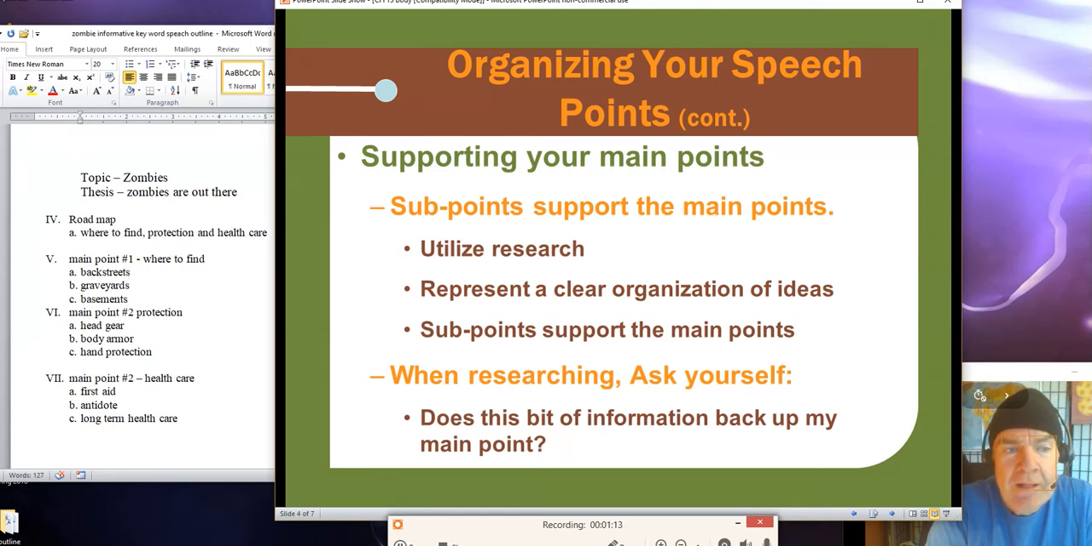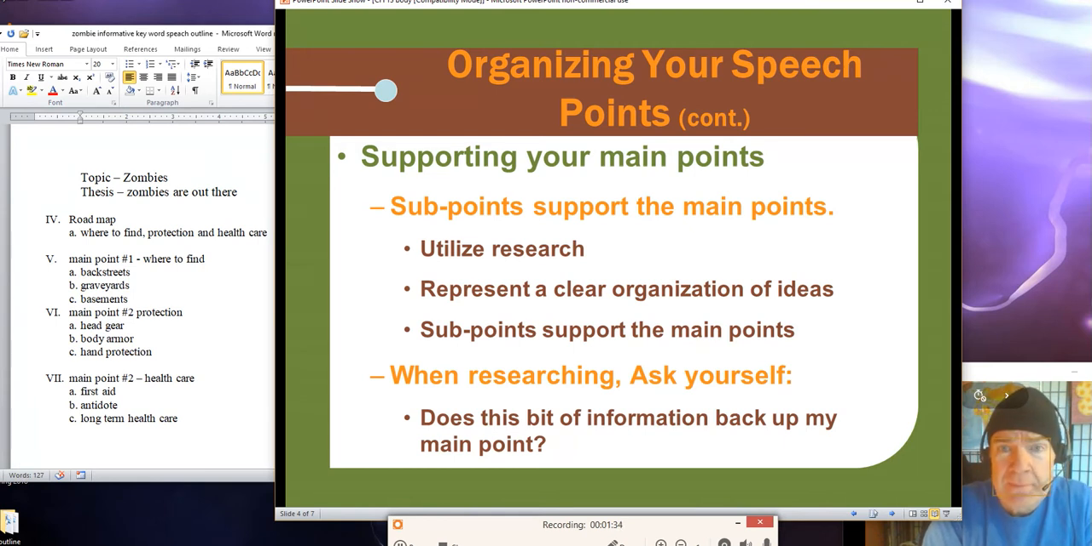On our subpoints, we need to utilize research. When we use this research on zombies, it's mostly going to be research about pop culture. Other research methods would be through newspaper articles and academic journals, but it depends on your topic. When you're researching, you need to make sure that it affects your main point.